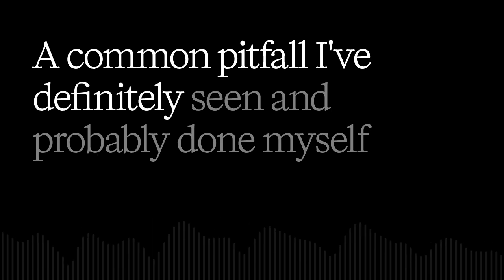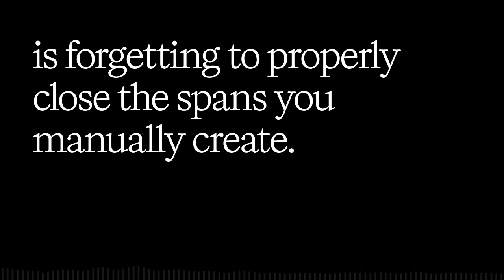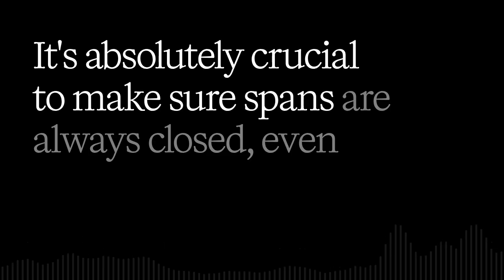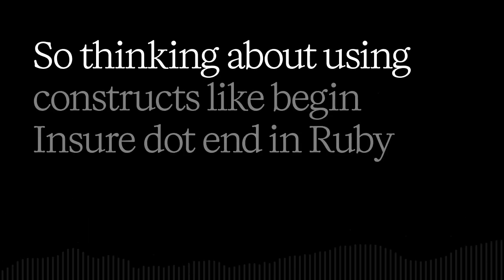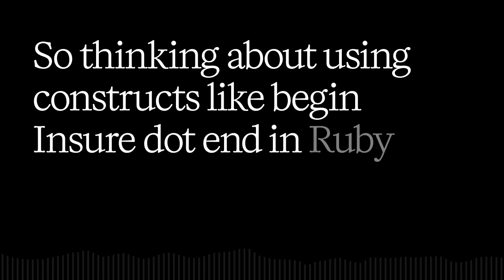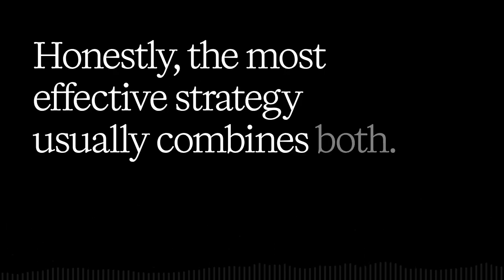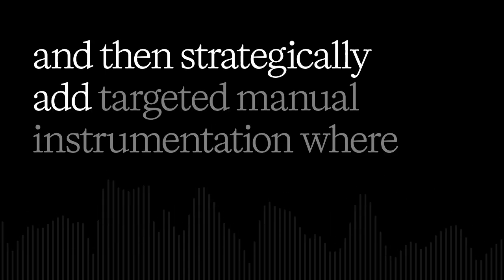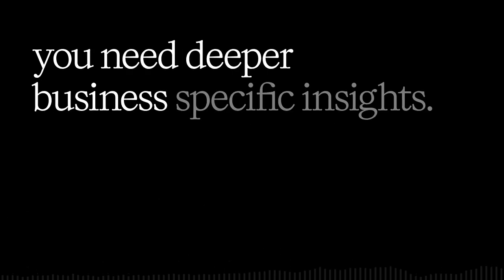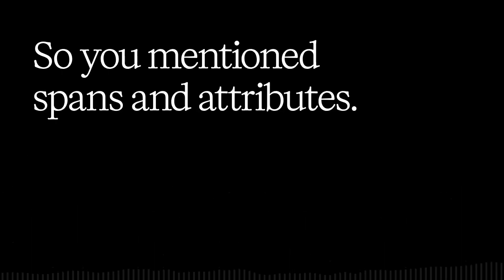A common pitfall I've definitely seen and probably done myself is forgetting to properly close the spans you manually create. It's absolutely crucial to make sure spans are always closed, even if exceptions happen within that block of code. So thinking about using constructs like begin/ensure/end in Ruby or try/finally in other languages is really important to guarantee spans get finished. Honestly, the most effective strategy usually combines both. Start with auto instrumentation for that broad baseline coverage, and then strategically add targeted manual instrumentation where you need deeper business-specific insights.